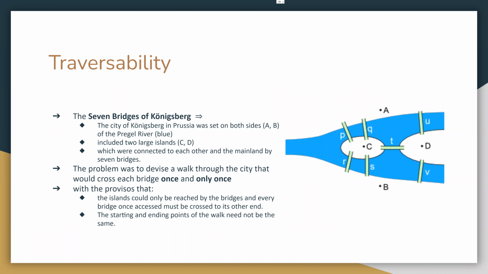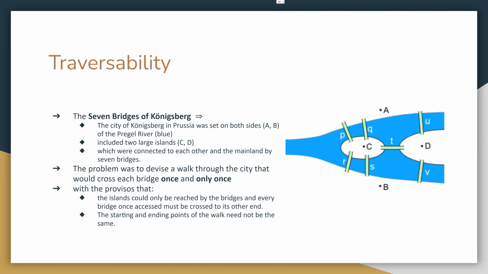the mainlands to the islands. Anyway, you have these seven bridges connecting them. So the problem is asking you to figure out if, anywhere you start in the city, can you walk through all the bridges once, but only once?